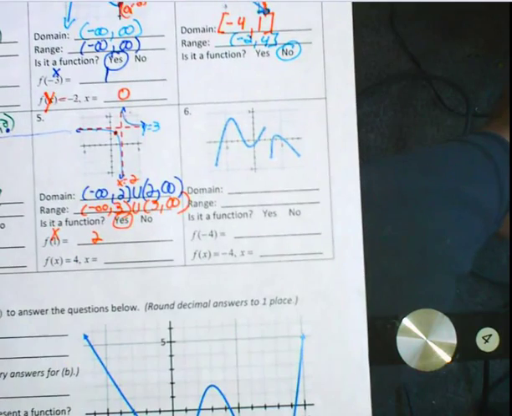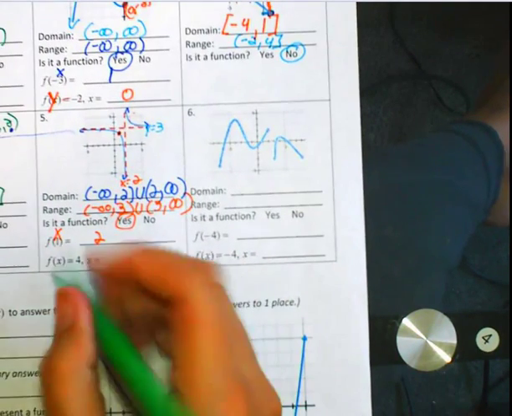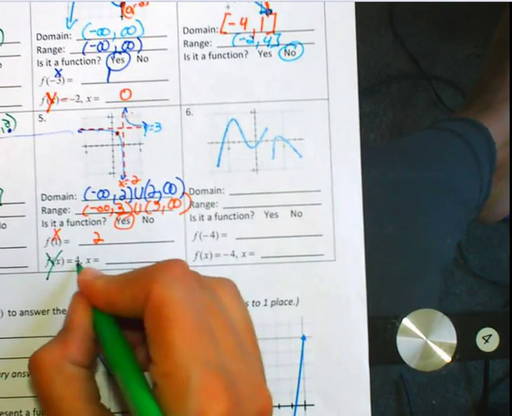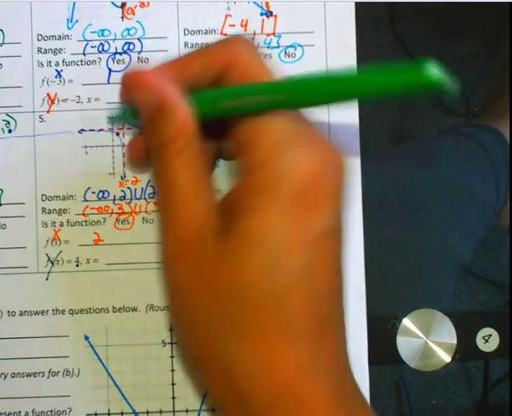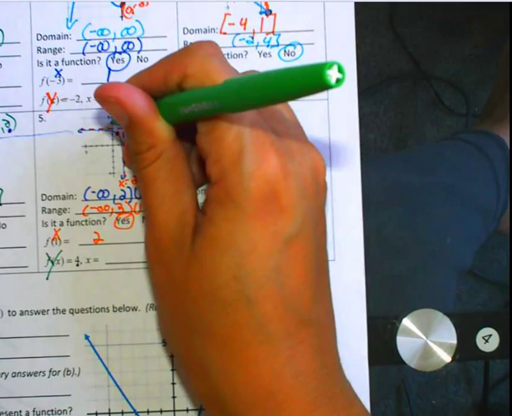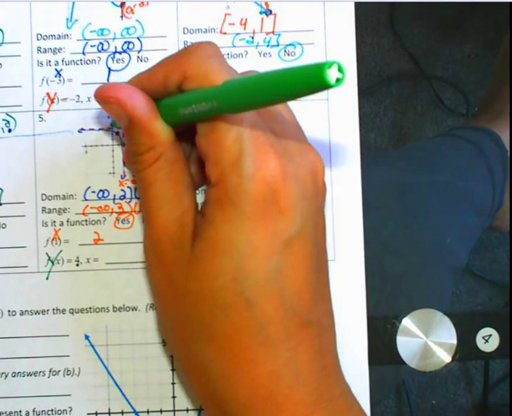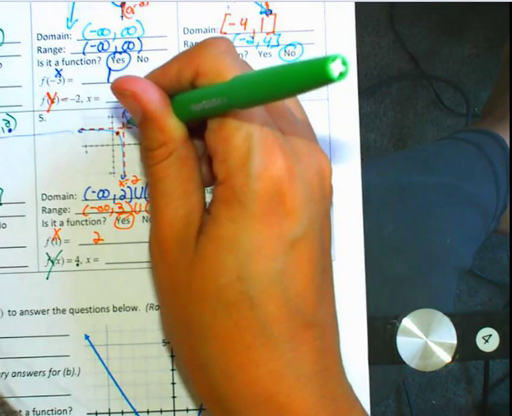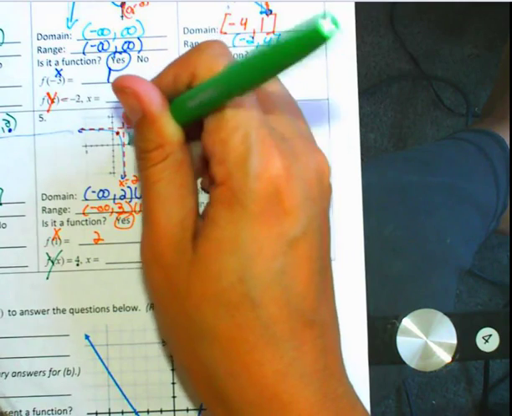And then let's take a look at this. F of x, so they're saying that the y value equals 4. So the y value is 4. And it wants to know what my x value is. So it looks about right there. And I see that my x value right there is going to be 3.